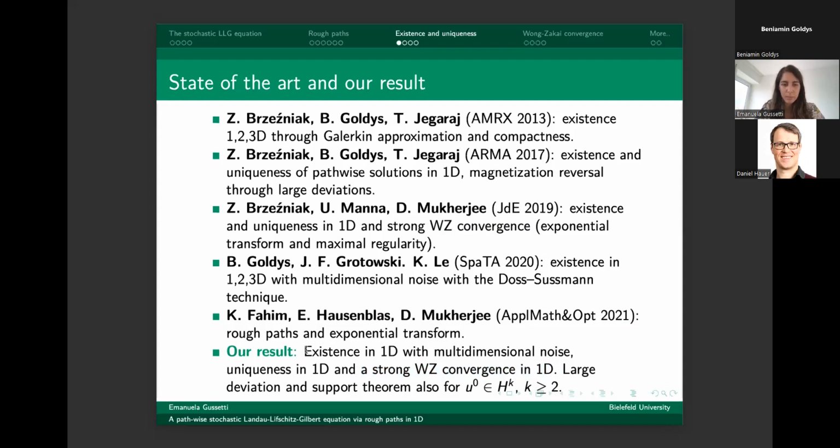In the paper, we also establish Lipschitz continuity of the Itô-Lyons map. That is the map that associates Brownian motion to the solution, which implies the large deviation principle and the support theorem, also for higher order initial conditions. So up to now, I've spoken about initial conditions in H1. Here we can have initial conditions in H^k for k bigger or equal than 2 also. Okay, let's go and see a little bit of the proofs.